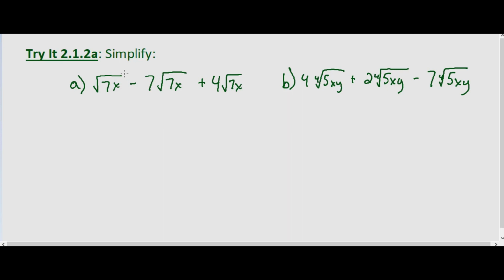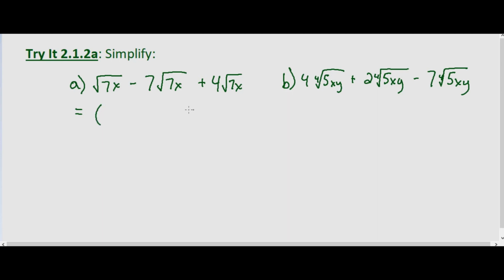So with part A, we have the square root of 7x minus 7 times the square root of 7x plus 4 times the square root of 7x. So these are all like radicals. Square root of 7x, square root of 7x, and square root of 7x. So we can simply perform the operations on the coefficients and leave the square root of 7x. I'm going to take it a step further and actually factor so you can see what's going on here.